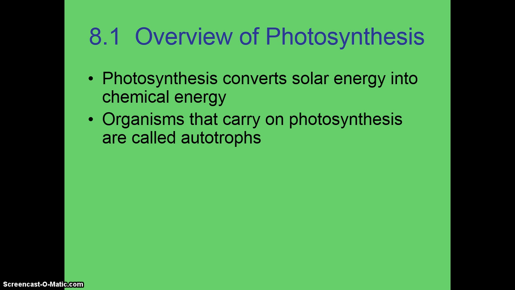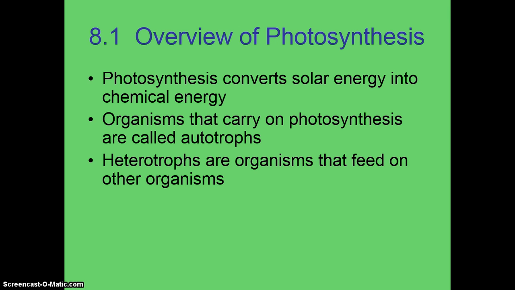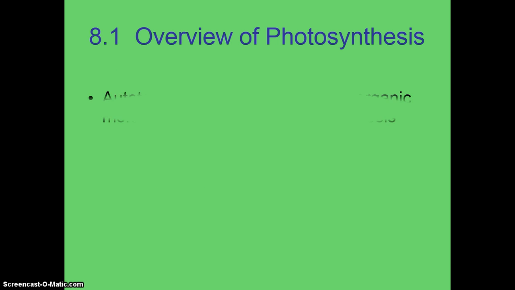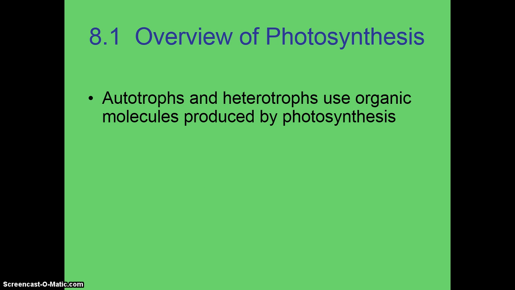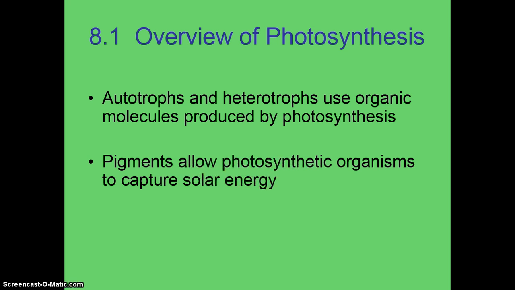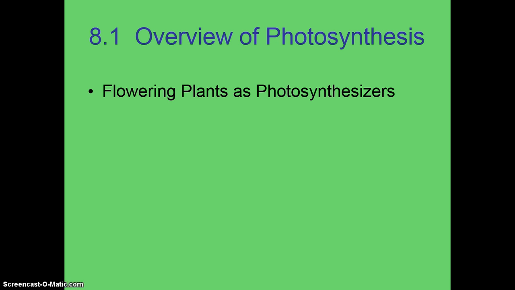Organisms carry out photosynthesis, and those organisms that specifically do that are called autotrophs. They automatically make their own food. Heterotrophs are organisms that feed on other organisms. Heterotrophs do not make their own food. So if you think of it as you could plant yourself out in a field someplace, you are a heterotroph and you will not be able to make your own food just because you're planted in the ground like a plant. Autotrophs and heterotrophs use organic molecules produced by photosynthesis, and pigments allow photosynthetic organisms to capture solar energy.